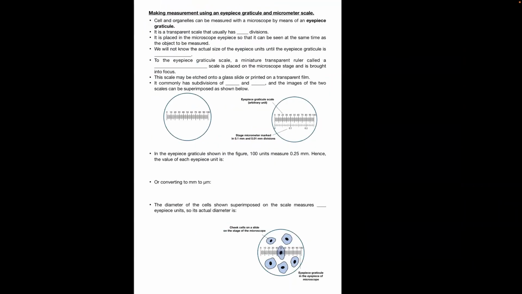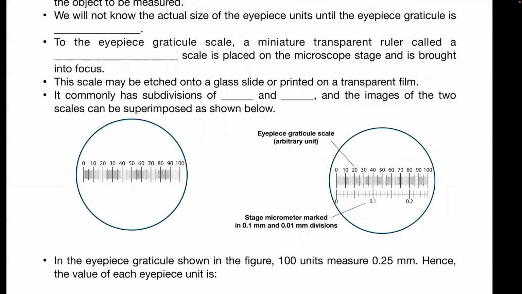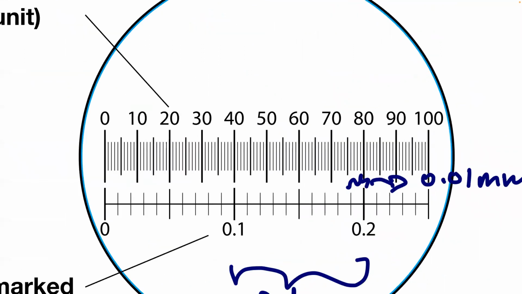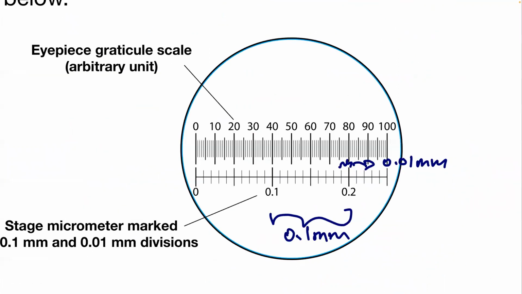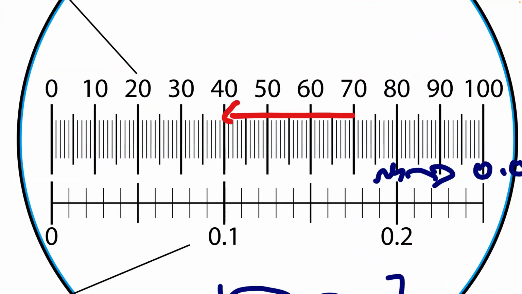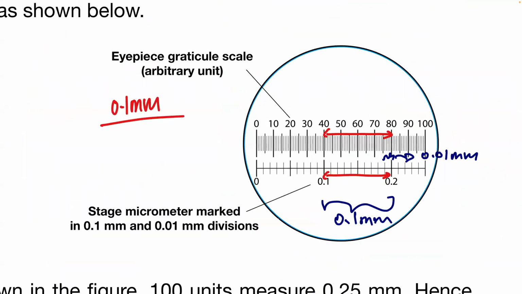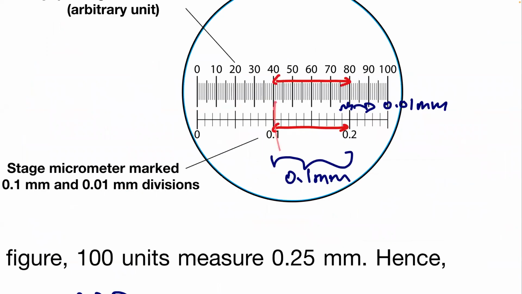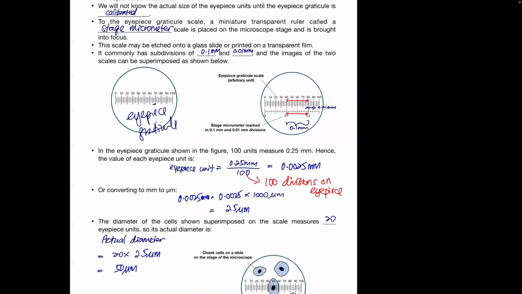Next, just FYI before I continue: when you do what we call calibration, you can also just pick a certain region. For example, here for 0.1 millimeter, that would correspond to how many eyepiece reticule units? That would be from here to here, that is 40 units. You will get the same number, which is also 0.005. So it's up to you where, as long as you pick somewhere where you can easily determine whatever unit on a stage micrometer corresponds to whatever number of units on the eyepiece reticule, that is fine.